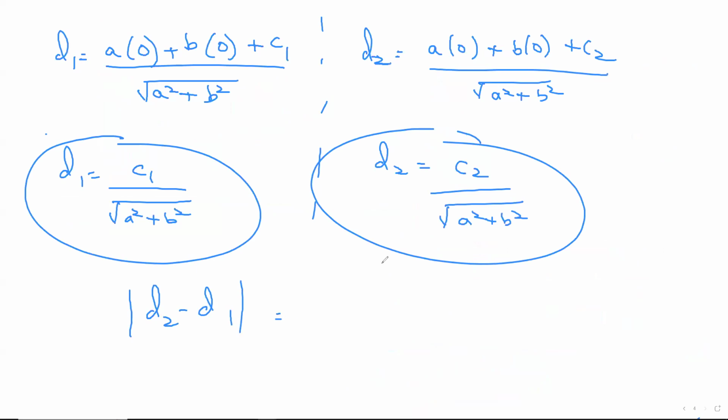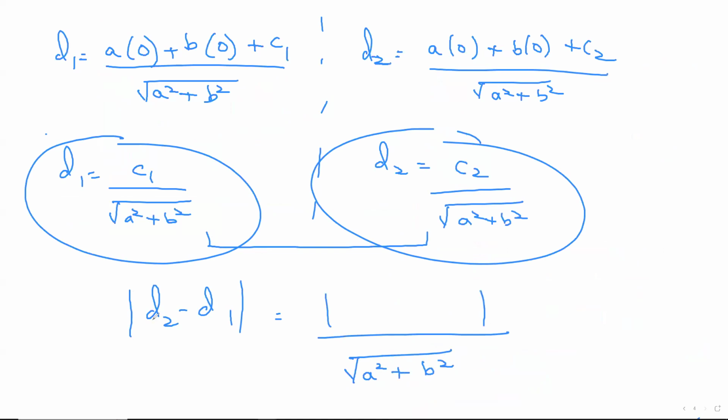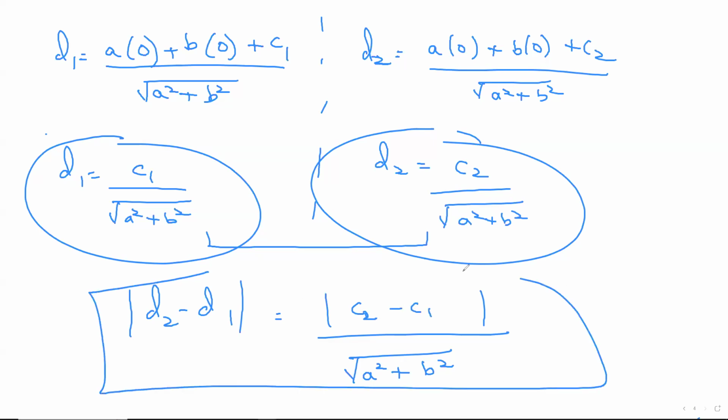Now, if you observe properly, don't you think the denominators of both the cases are the same? Which means I'll copy paste the denominator without any change: root of a square plus b square. One thing to remember, always put modulus. Since D2 came initially, D2 always corresponds to C2, so I'll write C2 first, minus C1. This is my answer. So the distance between parallel lines is what they'll be asking directly.